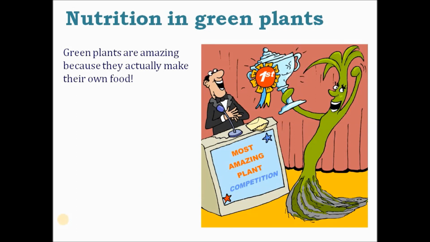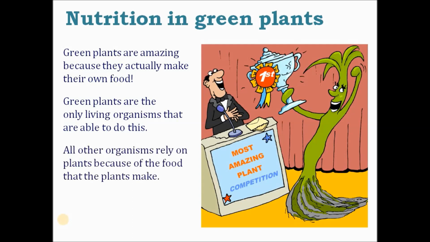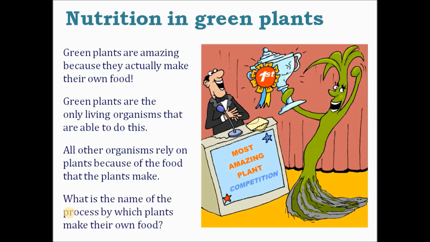So, nutrition in plants. Green plants are amazing because they actually make their own food. Green plants are the only living organisms that are able to do this. All other living organisms rely on plants because of the food that the plant makes. What is the name of the process by which plants make their own food? Yes, it is called photosynthesis, and we will learn about this later on.